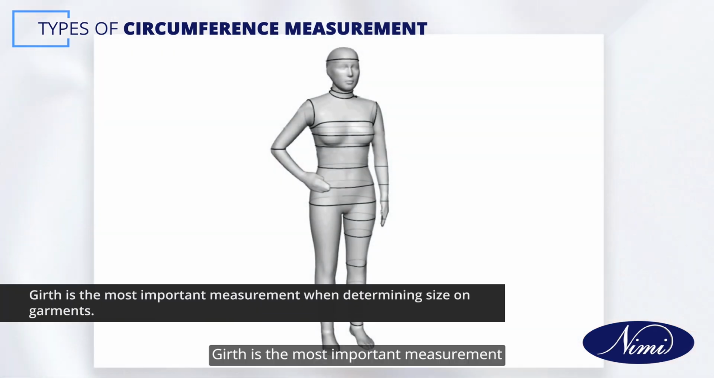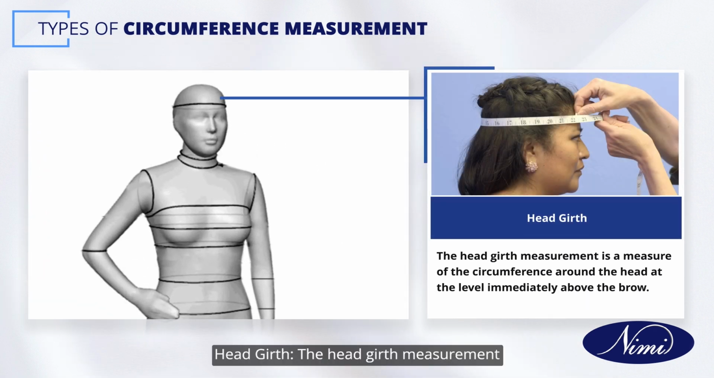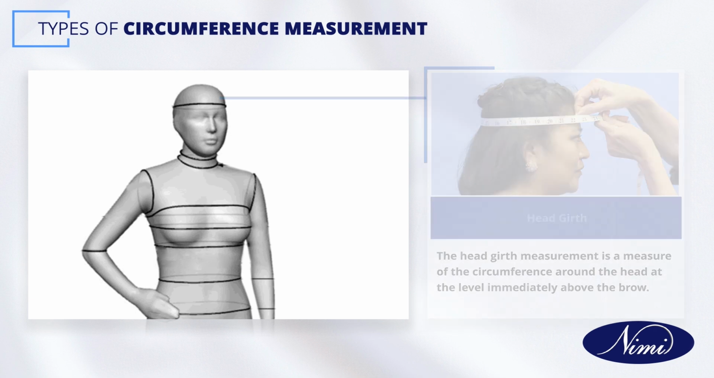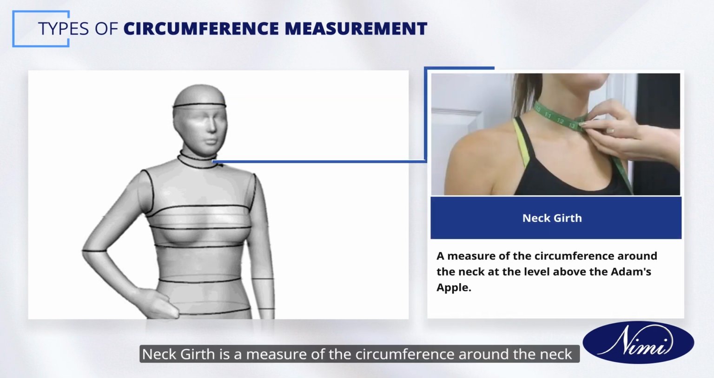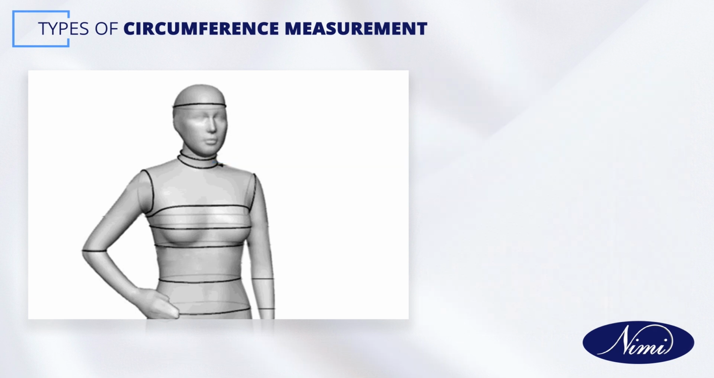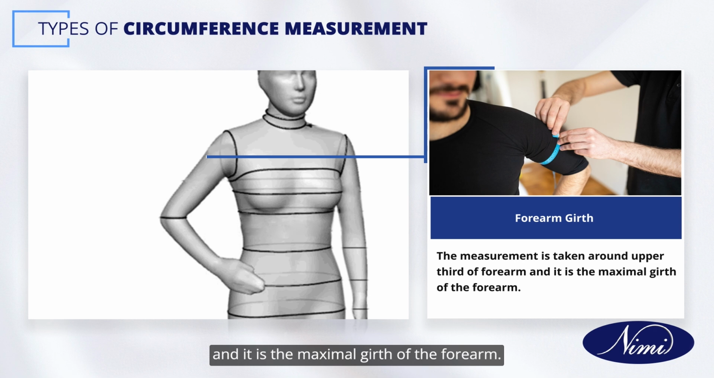Girth is the most important measurement when determining size on garments. Head girth. The head girth measurement is a measure of the circumference around the head at the level immediately above the brow. Neck girth is a measure of the circumference around the neck at the level above the Adam's apple. Forearm girth. The measurement is taken around upper third of forearm and it is the maximal girth of the forearm.